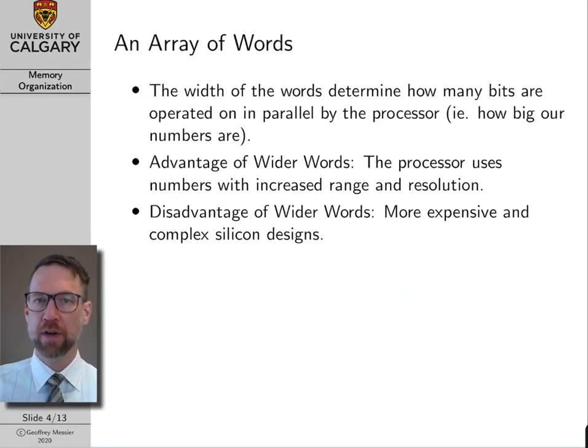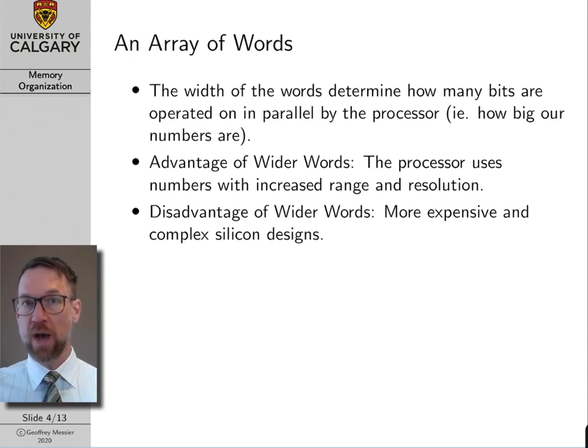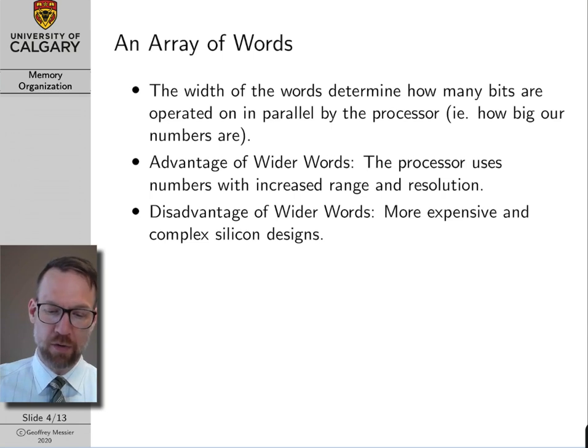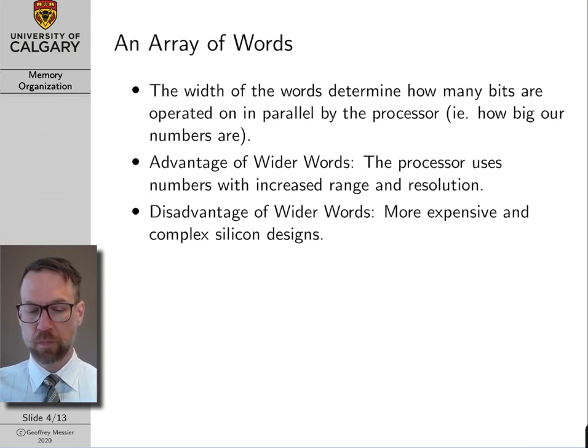And so as microarchitecture designers, how do we decide on the width of our words? Well, basically the width of the words typically determines how many bits are operated on in parallel by the processor. So if we have 32-bit words, generally that means we're feeding 32-bit numbers into our processor. And the wider the word, the more bits that are operated on by our processor at one time, basically the bigger the numbers we can represent, right? So wider words can allow numbers with more range and resolution.